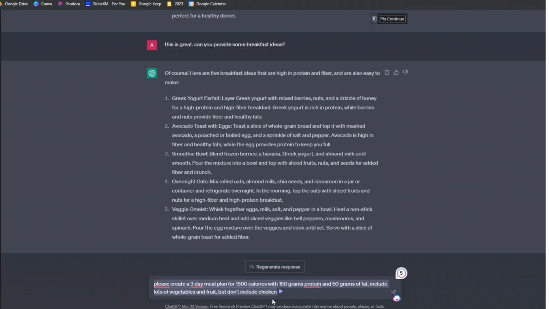If you know your carbohydrate numbers, you can put that in there as well. This will calculate it just based on what's left over of the 1,500 calories. But I'm saying don't include chicken. Either I don't want to eat chicken, I don't like chicken, or maybe I've just been having chicken way too much lately. So what I'm going to do is say output the results in a table format.